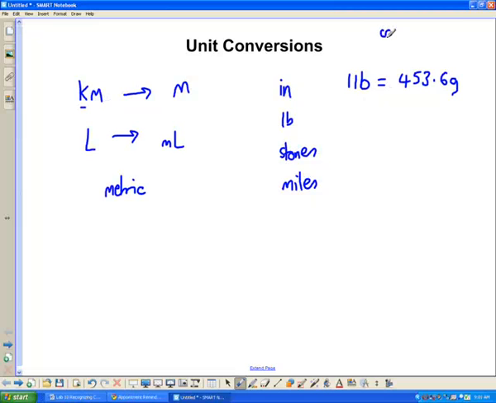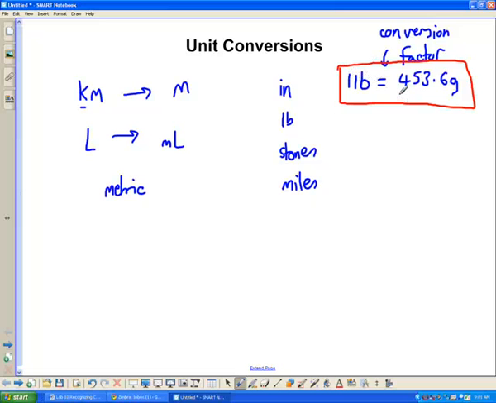So this relationship here, you'll be seeing a lot of these. This is called a conversion factor. And this is important to understand. This is not something that you necessarily need to know off the top of your head, but what you do need to know is how to be able to use something like this. So 1 pound is 453.6 grams. Like I said, you don't need to memorize this, but you've got to know how to be able to use it.